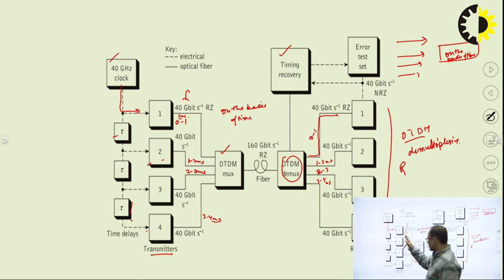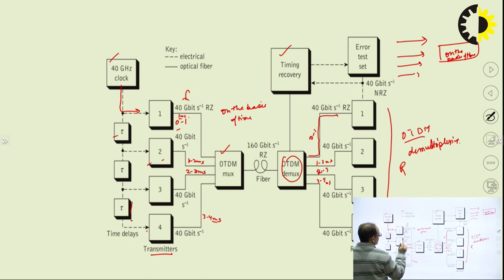This is the example we have taken. Not exactly 1 millisecond for each one; this is just the example I have taken, for 1 millisecond, for 2 millisecond, for 2 to 3 millisecond, for 3 to 4 millisecond. Clear? And this time duration generally depends on the clock frequency. Clear?